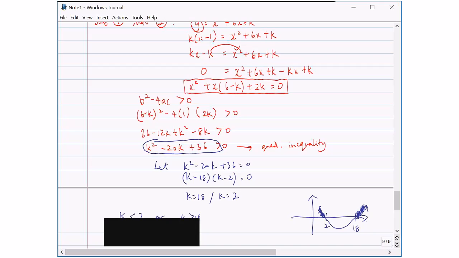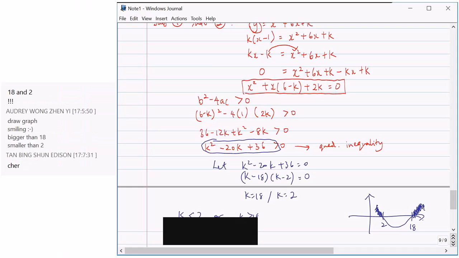Okay? So this is the answer. K is less than 2 or K is bigger than 18? Yes, Edison.